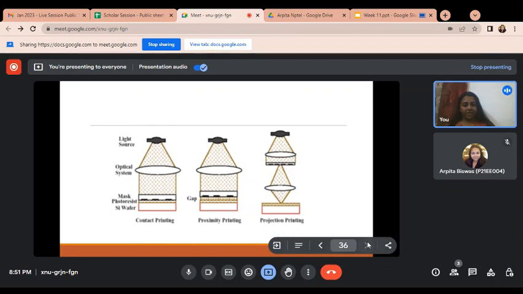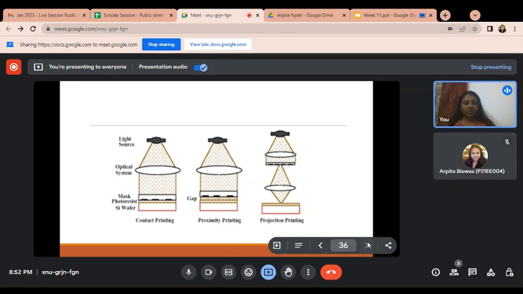Because if you use the mask and the devices multiple times, the chances of defects increase when you go for the contact printing photolithography process. But if there is a small gap between the mask and the photoresist, there is less chance of defects in the devices.